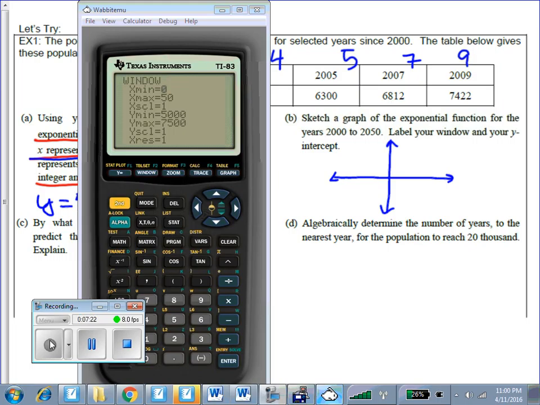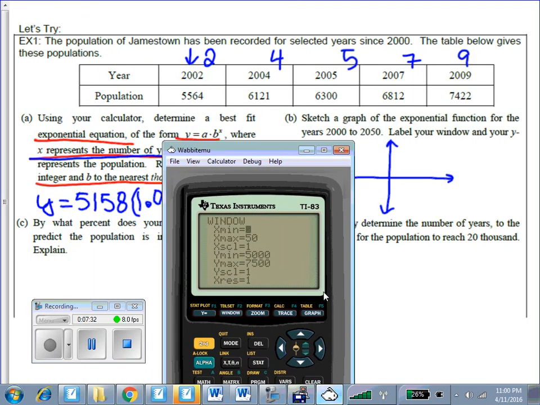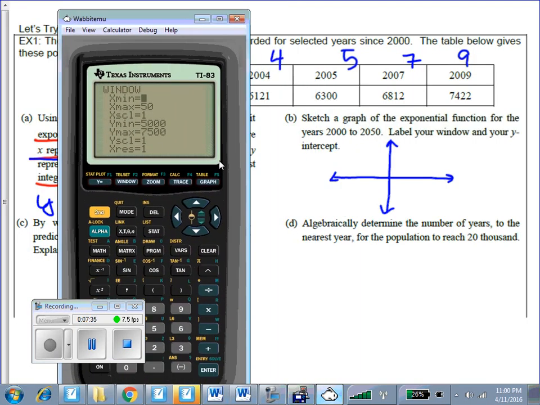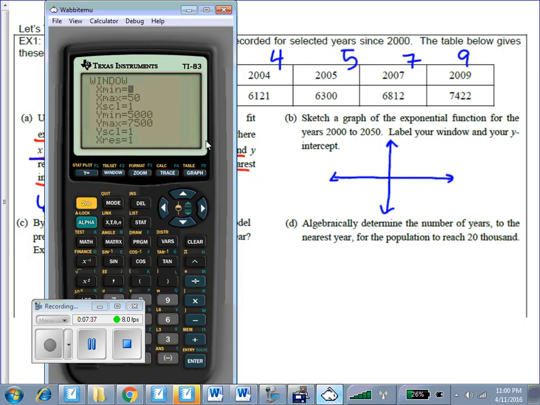Okay, and then notice my y min and my y max. I put 5,000 and then 75,000 for the y min and the y max, because if I look at my y values, the smallest one is 5564 and the biggest one is 7422. So I just gave a comfortable range. So now I'm going to look at my graph. Okay, so now I'm just going to plot what this looks like here. It looks kind of like a line, but we know it's definitely an exponential equation.